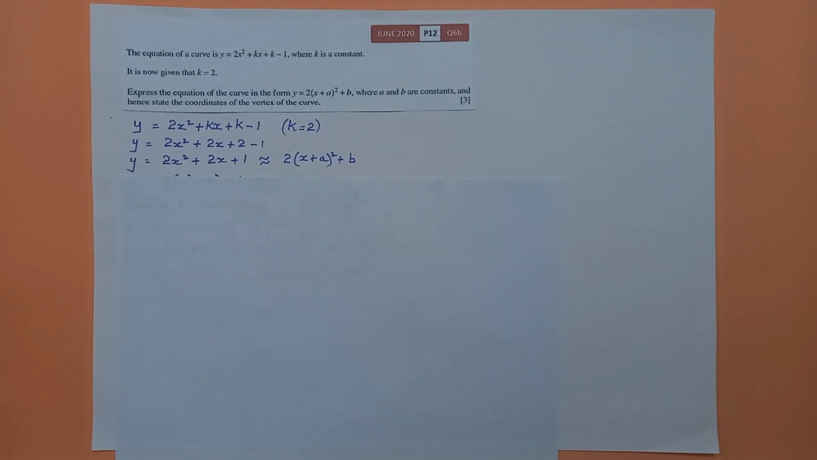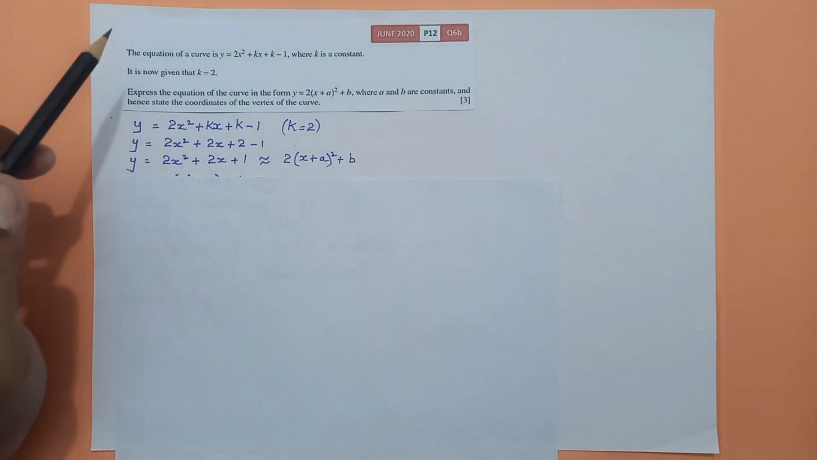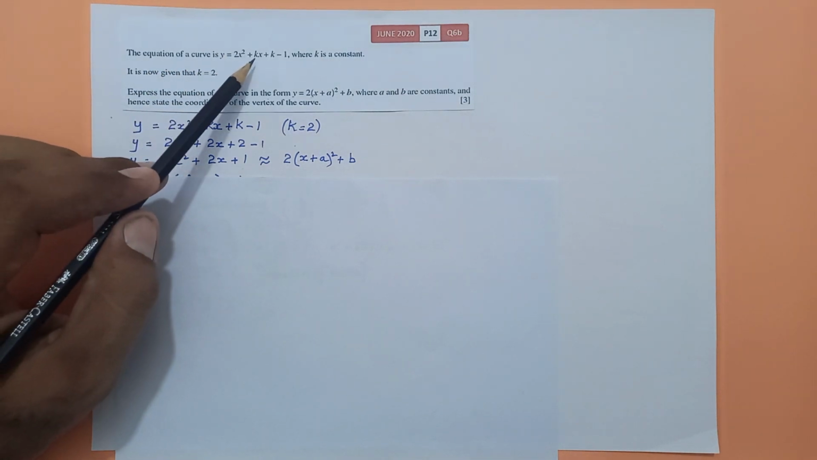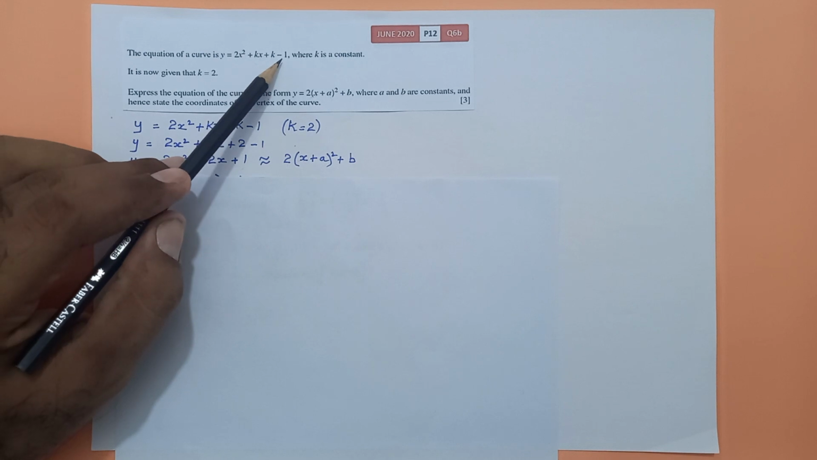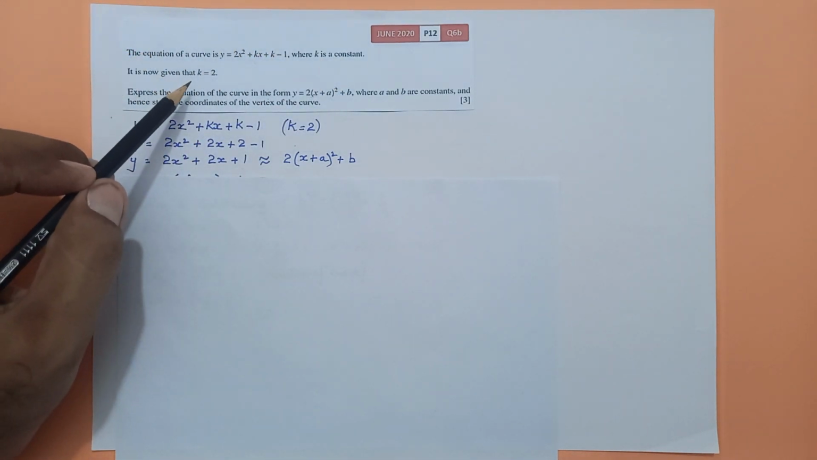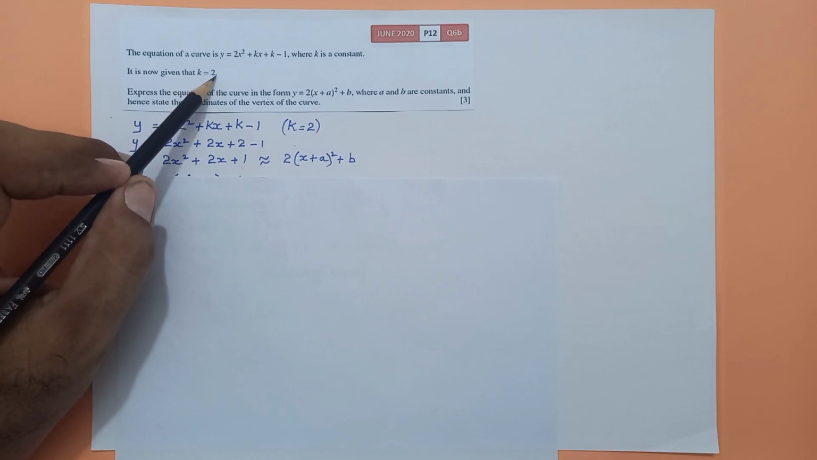Hello everyone. We have a question which says that the equation of a curve is y equals 2x squared plus kx plus k minus 1, where k is a constant, and they have given us the value of k, which is positive 2.